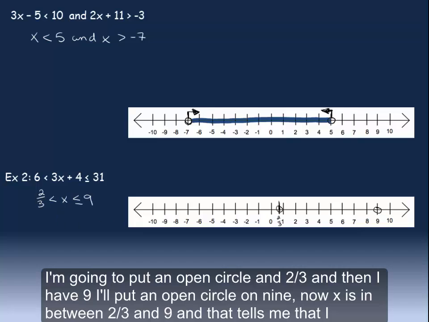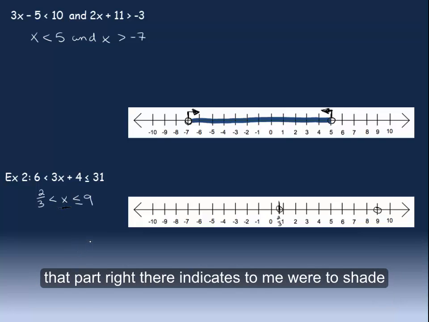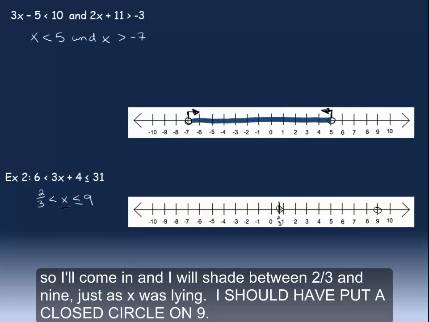Now x is in between 2/3 and 9, and that tells me that I need to shade in between 2/3 and 9. I don't have to do a lot of work with this. That part right there indicates to me where to shade. So I'll come in and I will shade between 2/3 and 9, just as x was lying.